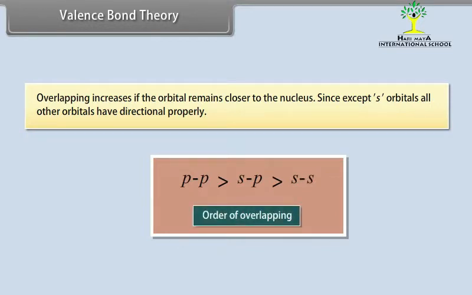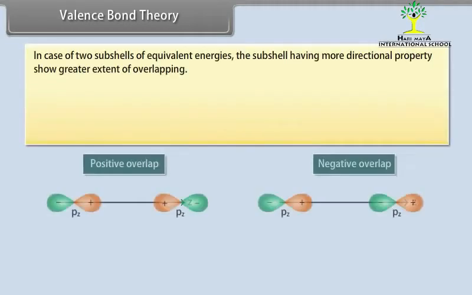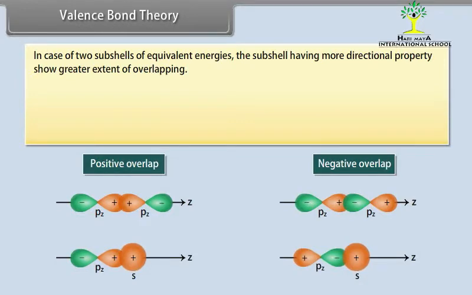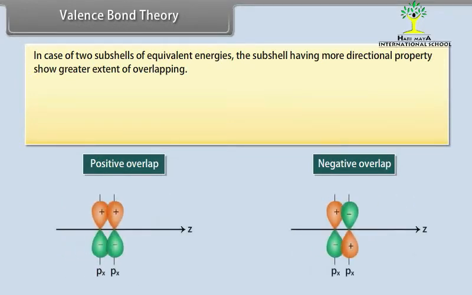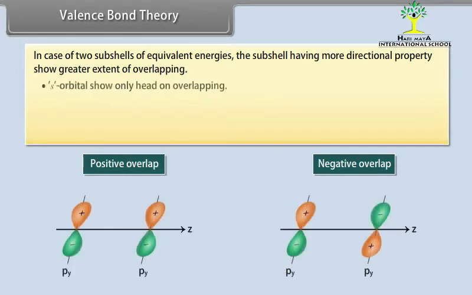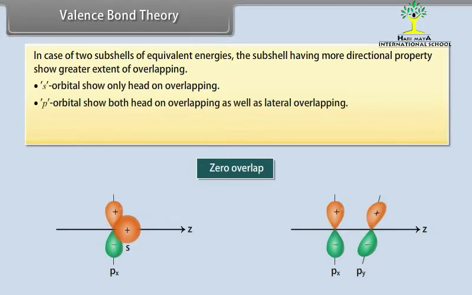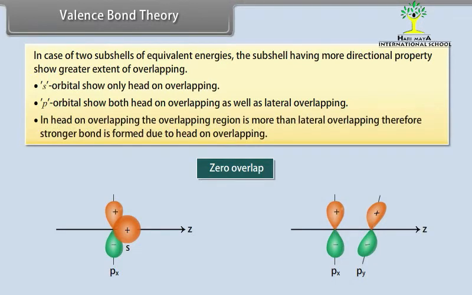Except s orbitals, all other orbitals have directional property. In case of two subshells of equivalent energies, the subshell having more directional properties shows greater extent of overlapping. S orbitals show only head-on overlapping. P orbitals show both head-on overlapping as well as lateral overlapping. In head-on overlapping, the overlapping region is more than lateral overlapping. Therefore, stronger bond is formed due to head-on overlapping.